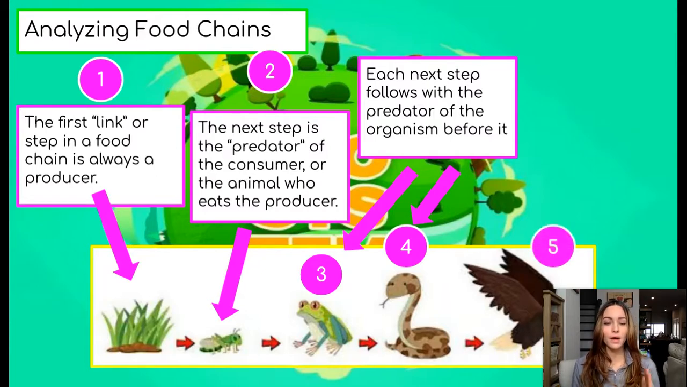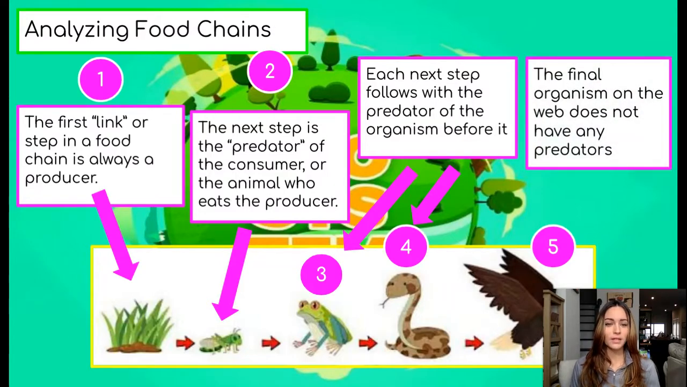Finally, we work our way up to the top of the chain, again, depending on how large the food chain is. In this case, we have our eagle. The final organism of the food chain does not have any predators, meaning there's no one in that ecosystem that actually eats that organism. In the case of the eagle here, he doesn't have anyone in this ecosystem that's hunting him or eating him as food.